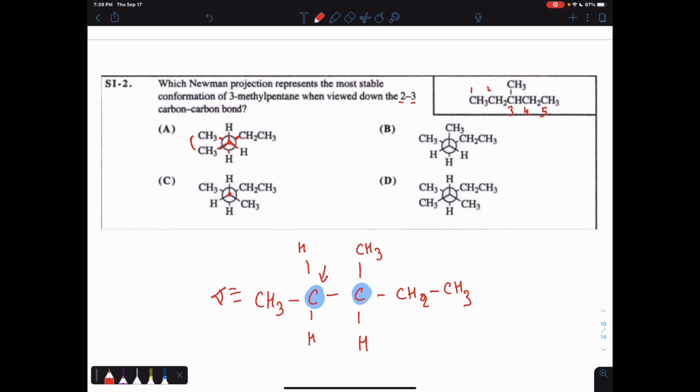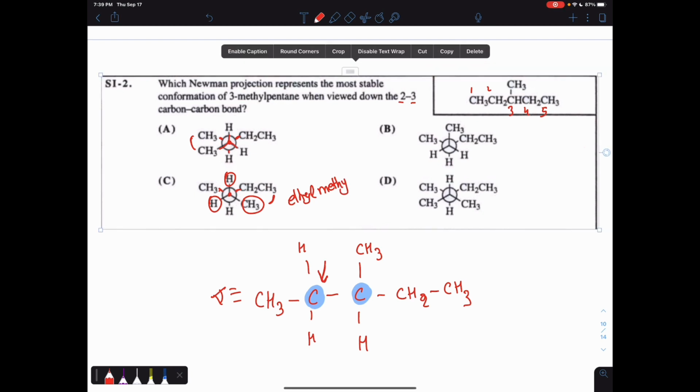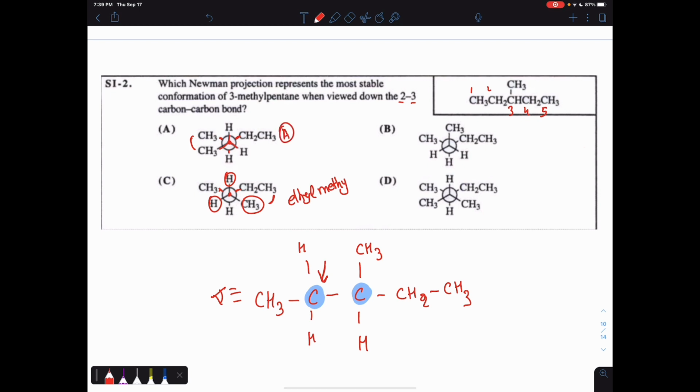So this carbon is going to be this one because it's connected to a hydrogen and a hydrogen, and it's connected to a methyl. And the back one is connected to an ethyl right here, and they connect to a methyl. Now this one is less stable because there's an ethyl next to a methyl, compared to an ethyl next to 2 hydrogens and 2 methyls next to each other. As of right now, A is the most stable one.